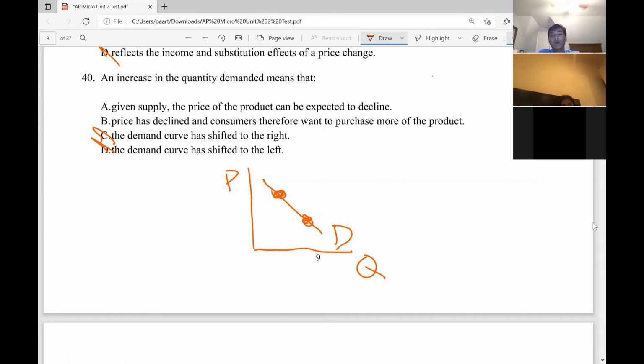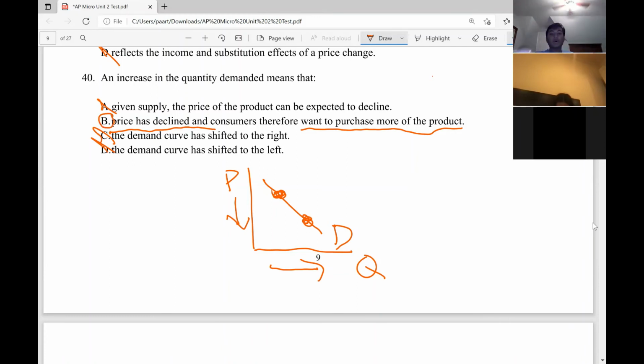Given supply, the price of the product can be expected to decline. We're not even given any supply. So why is that even an answer choice? And then prices decline and consumers therefore want to purchase more of the product. So let's look at the second part of it. Quantity demanded increased. That automatically means yes, but make sure you realize that there's a second part of the question as well. Prices decline. And so based on the law of demand, we know that as quantity demanded increases, the price decreases. So you can go with B.